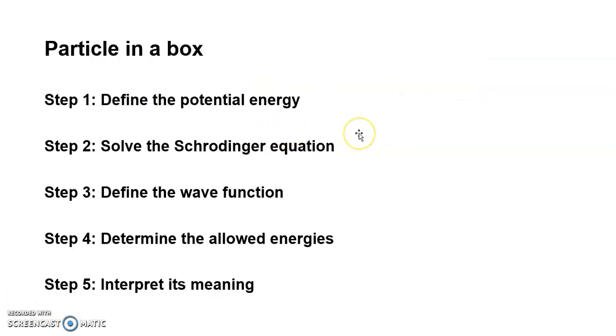Now for the particle in a box, step 1, first define the potential energy. This is your job. Then solve the Schrodinger equation. Then define the wave function. Then determine the allowed energy and then interpret its meaning. So from here I will discuss this point in our next video.